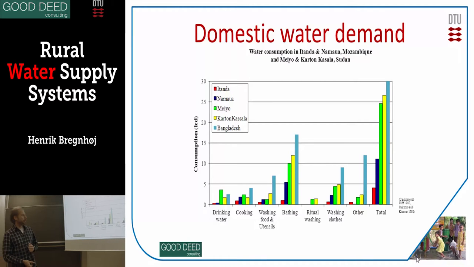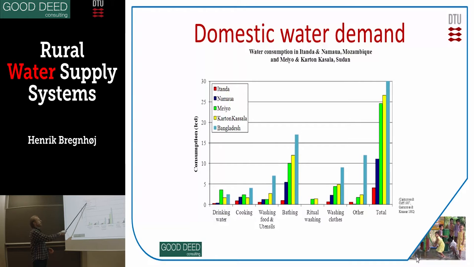I'll show you here one investigation from two different places where they tried to look in detail at what households used their water for. And they looked at drinking, cooking, washing food and utensils, bathing, ritual washing, like you do before you go to the mosque, washing clothes, and other things here. So they looked at four different cases.